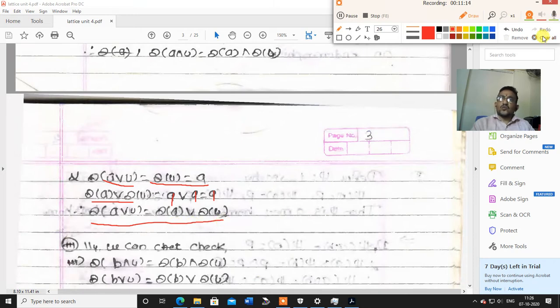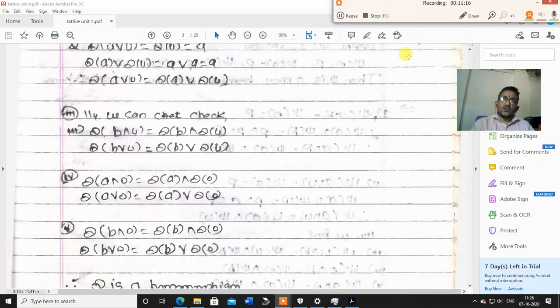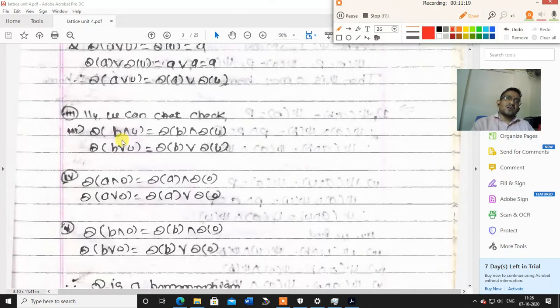Okay. So similarly we can show that, अशाच पद्धतीने आपण we can show करू शकतो की therefore we can check theta of B mid U is equal to theta of B mid theta of U, and theta of B join U is equal to theta of B join theta of U. Okay, त्याचप्रमाणे आपण we can check for A and 0. So theta of A mid 0 is equal to theta of A mid theta of 0, and theta of A join 0 is equal to theta of A join theta of 0.